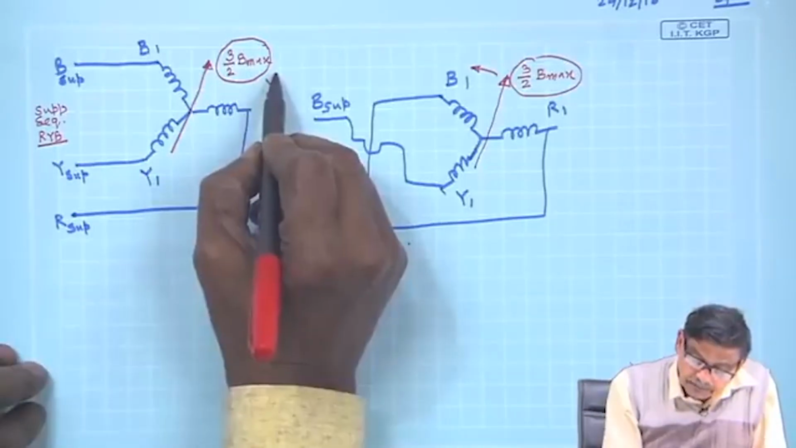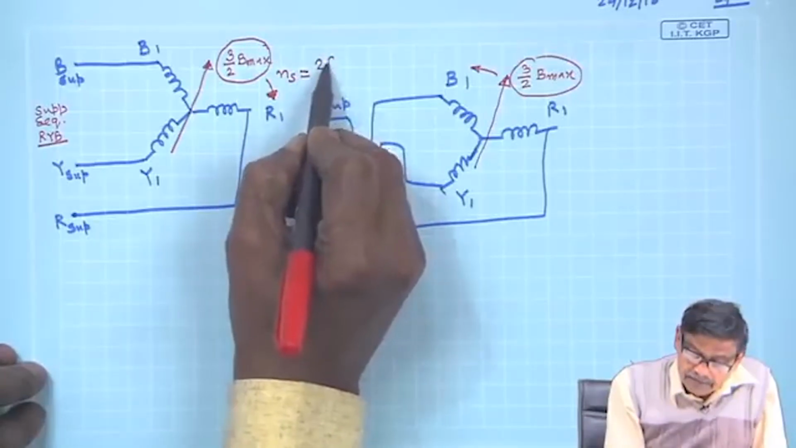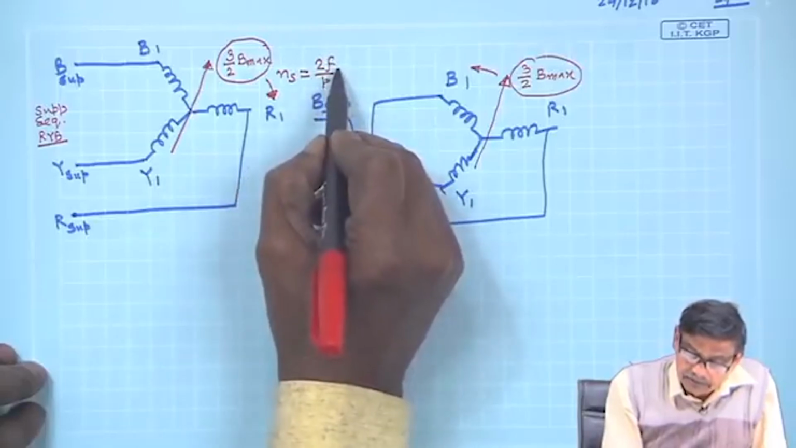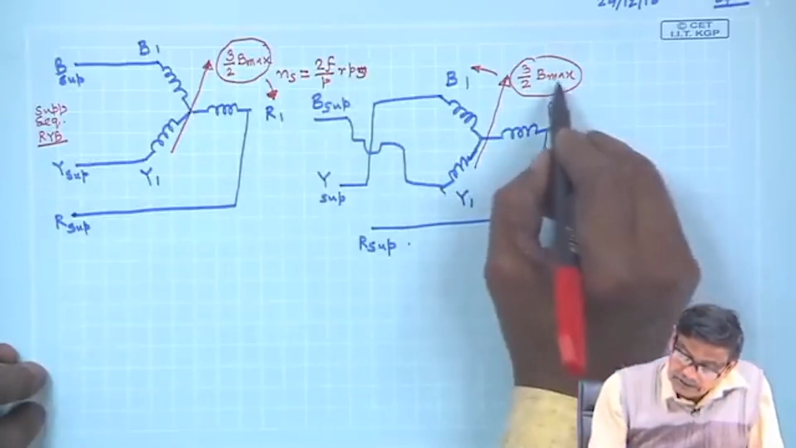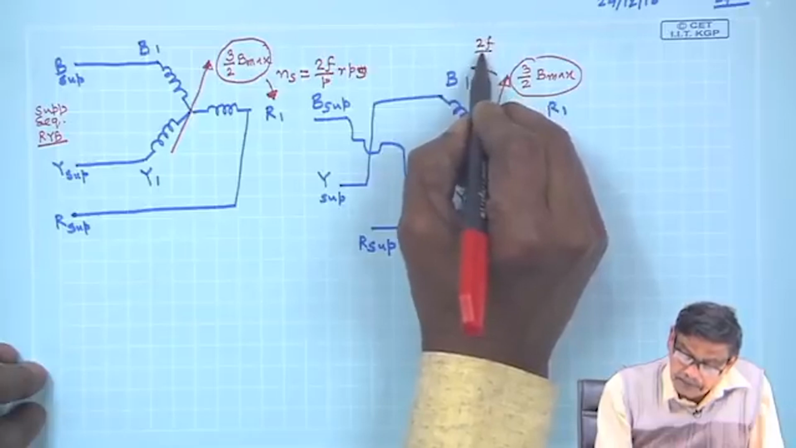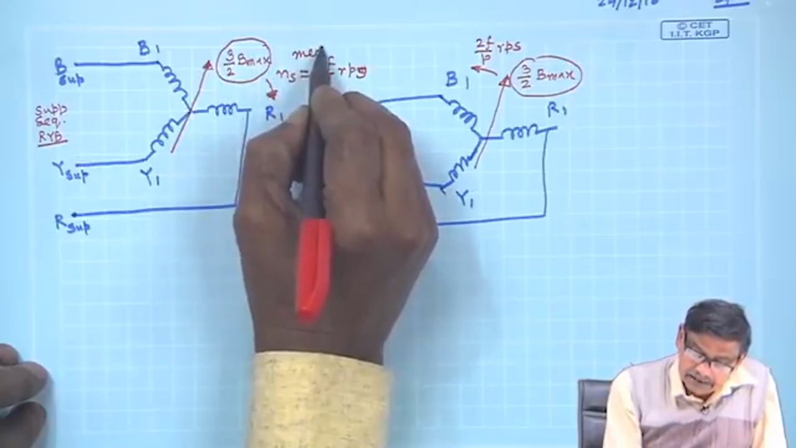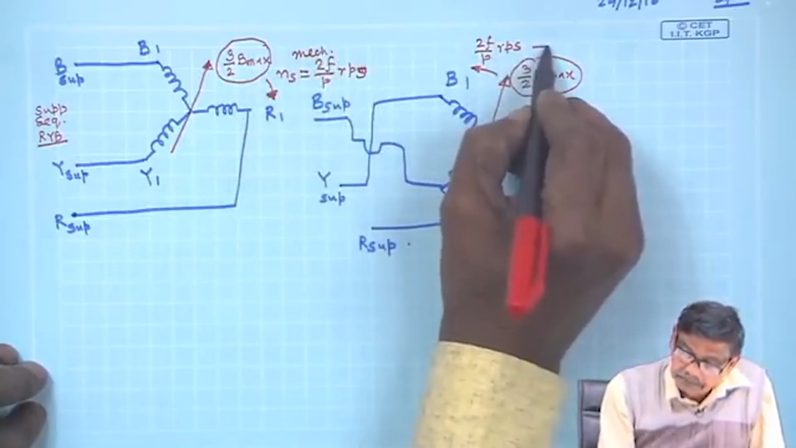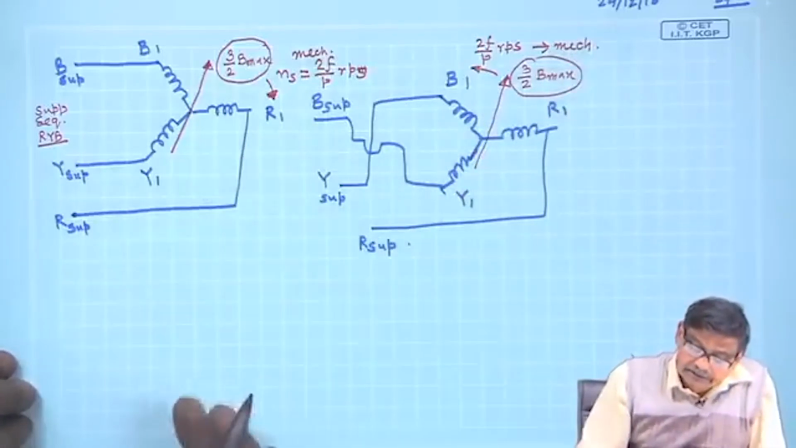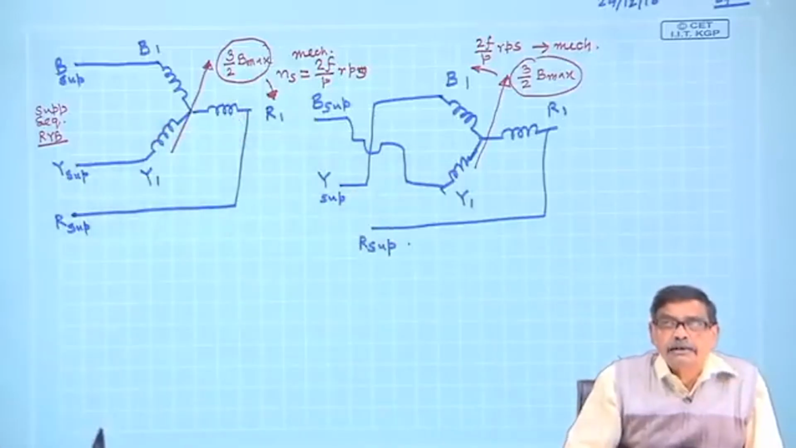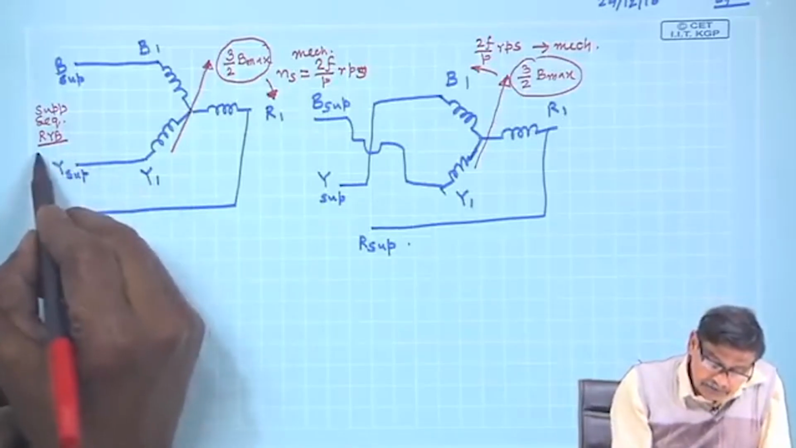Now, what is the value of this speed? The value of this speed is 2 F by P, so much of RPS, and its speed also is 2 F by P, so much of RPS, and these are mechanical speed, this speed we commonly understand. So, this is the thing. Of course, the electrical speed is always F RPS. What is F? F is the supply frequency.